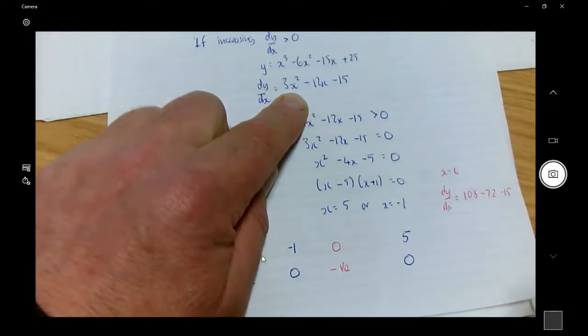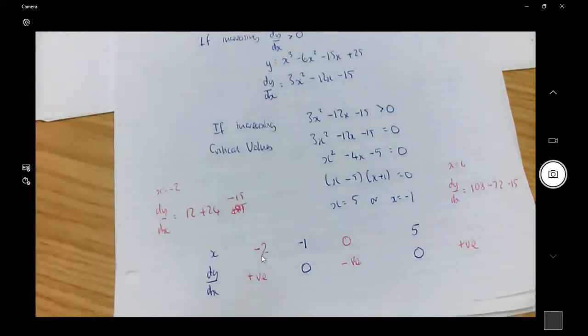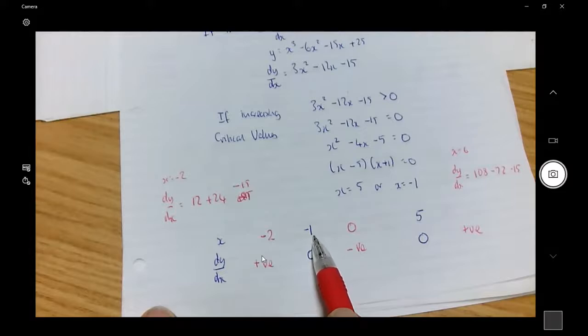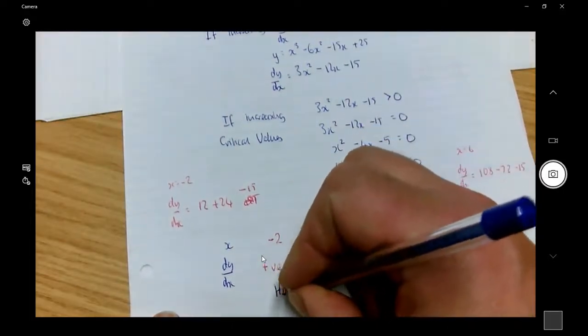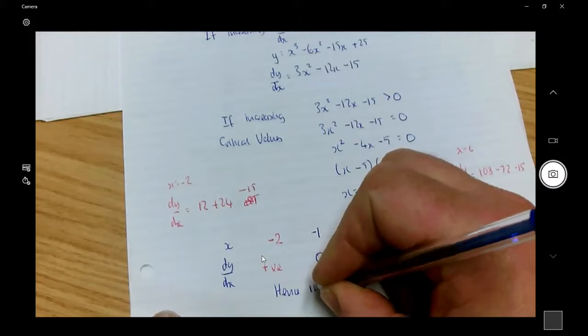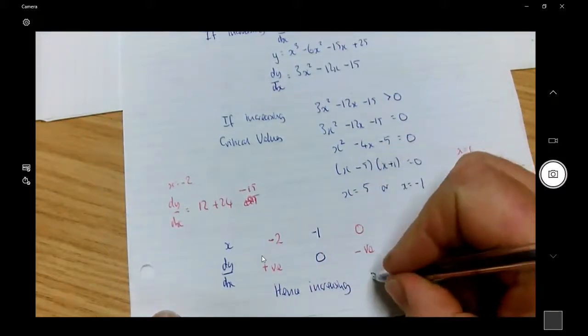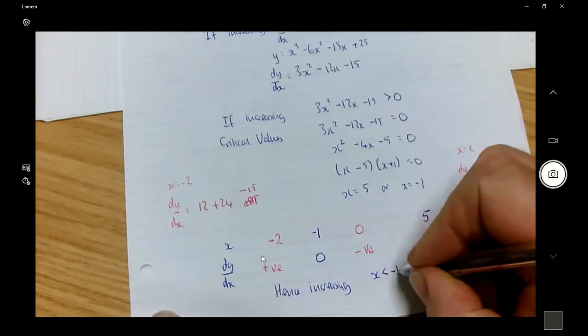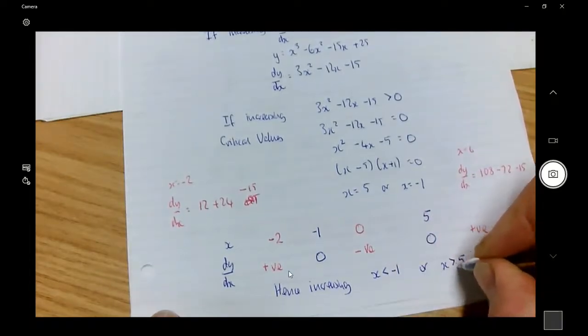That is going to be positive. So the gradient is positive for values of x less than -1 or more than 5. So it's increasing when x is less than -1 or x is greater than 5.